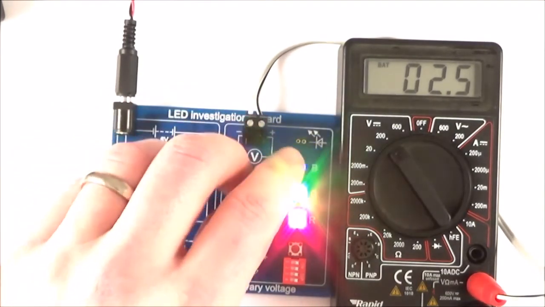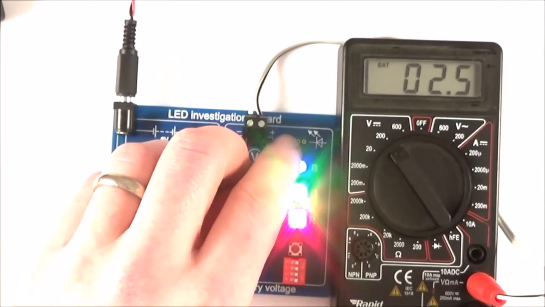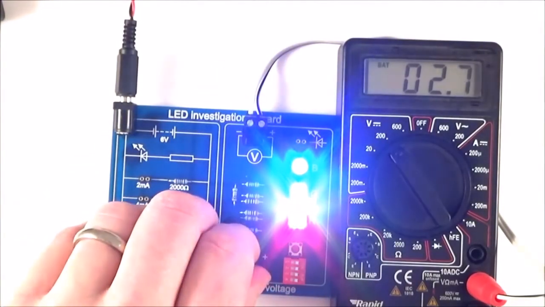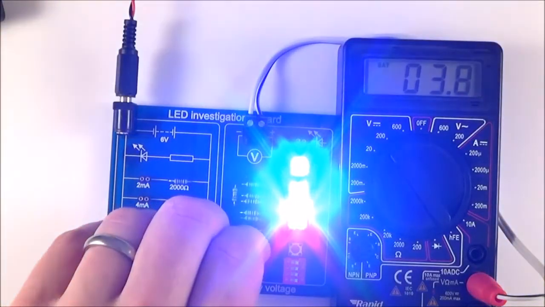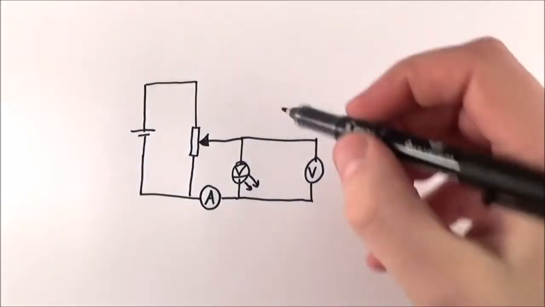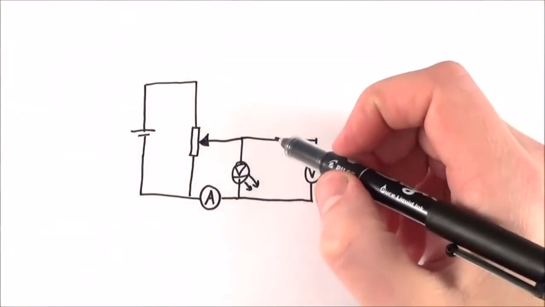And what we can do is also test other LEDs here, so perhaps a purple one, perhaps an ultraviolet one, or whatever. And in all the cases we can measure that threshold voltage when the light starts to shine. Here I have a rather shaky diagram to show exactly the same setup.